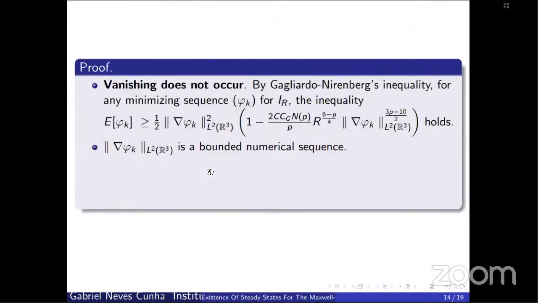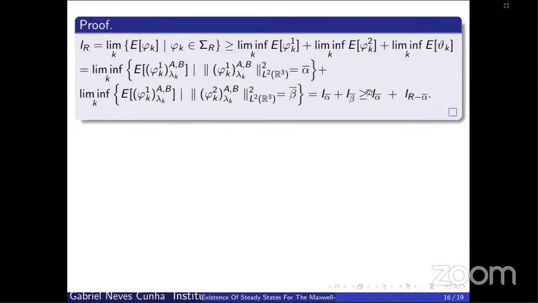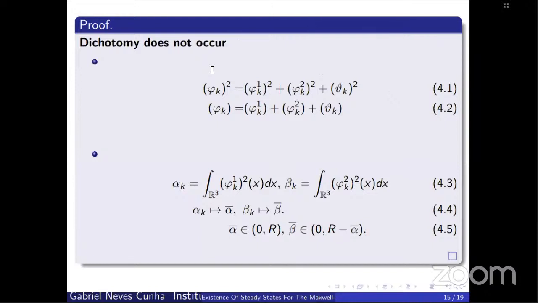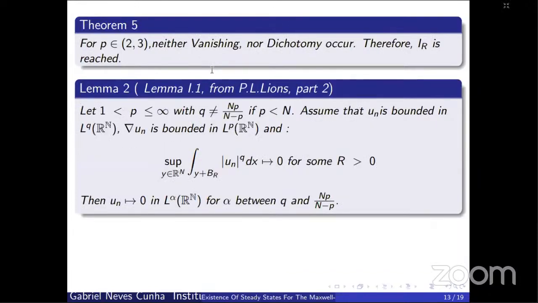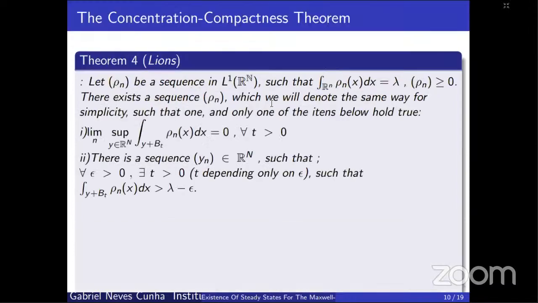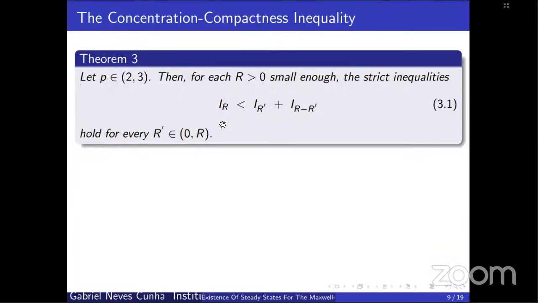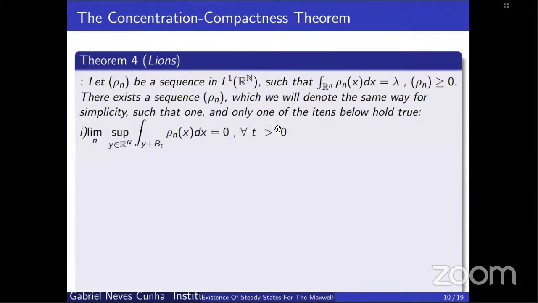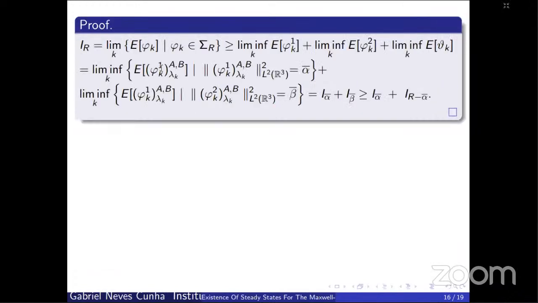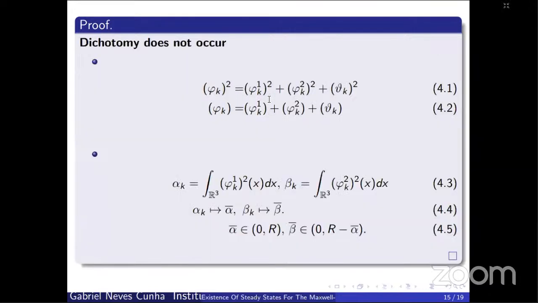So by contradiction with that, we show by some calculations that we can give an example of a number such that we find a number between 0 and r such that this inequality does not hold. It's kind of tricky, but you have to use some scaling here, some changes of variables, and you can show the contradiction if we suppose that dichotomy occurs.